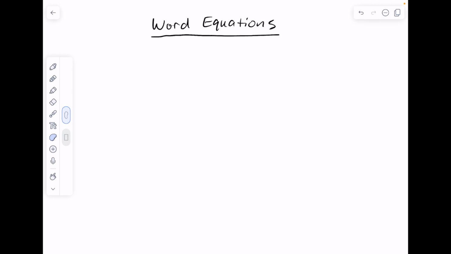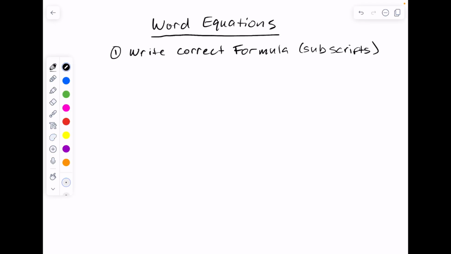Word equations combine two skills that we have previously learned, naming and balancing equations. The first step is to write the correct formula. This involves changing the subscripts. When we are writing the correct formula, we need to remember to check for diatomic elements. Any Brinkelhoff element by itself should be diatomic.